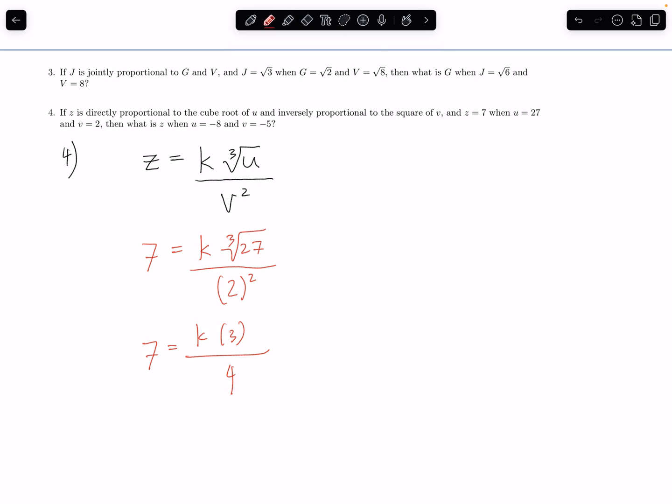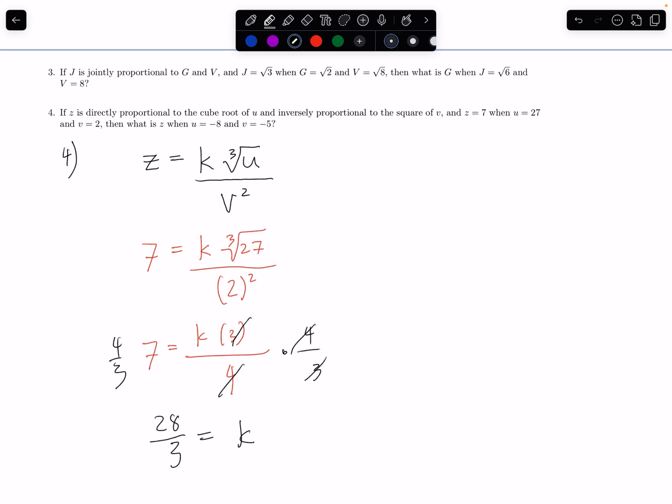And then how do I get rid of that fraction? Multiply it by the reciprocal on the other side, right? So multiply by 4/3. 4's cancel, 3's cancel. And this is 7 times 4, which is 28 over 3. And that is k. So k is this nice ugly number again, 28 over 3. Did I multiply that right? Yeah. Okay, so now that I have k, what do we do?